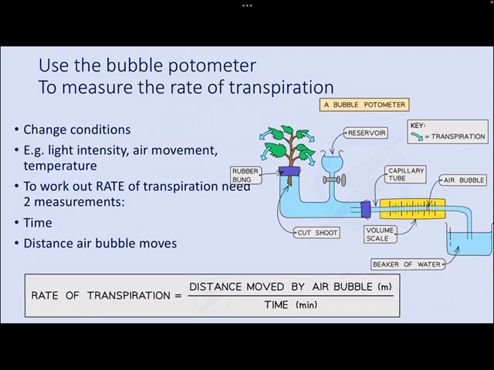Ways that rates of transpiration can be measured. The first one here is a bubble potometer. So you can change conditions such as light intensity, air movement and temperature. And then using this apparatus, you can record how far the air bubble moves over a period of time. Or you could also measure the time it takes for an air bubble to move a set distance. But the 2 things you do need to be recording to work out rate are time and distance. The reservoir in the diagram would be used to refill the water and put the air bubble back to 0 to allow the experiment to be done again.